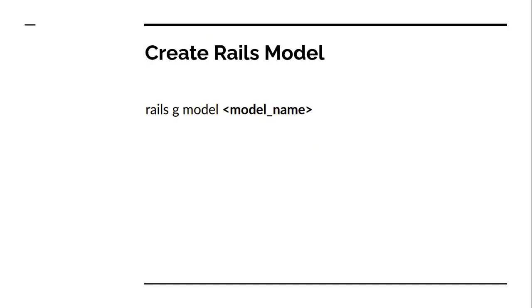Rails g or rails generate model and then the model name. We already discussed in the last lecture that a model name must be singular. Whenever you generate a model, you will also get a migration and other test files for it. So let's create our first model.